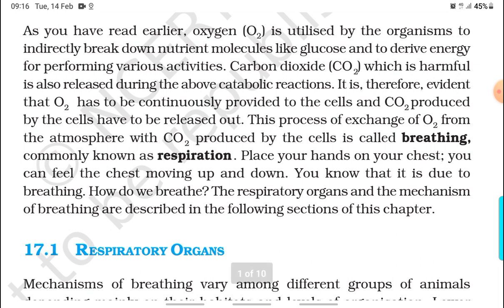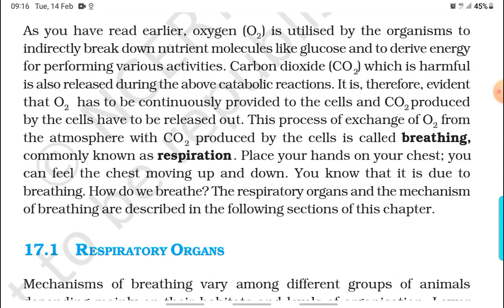It is therefore evident that oxygen has to be continuously provided to the cell and carbon dioxide produced by the cells has to be released out. This process of exchange of oxygen from the atmosphere with carbon dioxide produced by the cells is called breathing, commonly known as respiration. Place your hands on your chest.